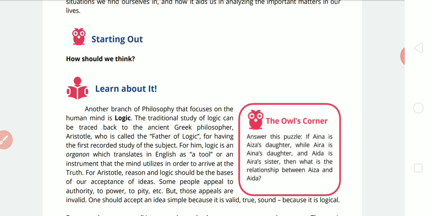Mura siya device wherein by using this device maka-come up tayo og discovery or maka-unravel tayo og reality, or we can clarify things and come up with truthfulness.